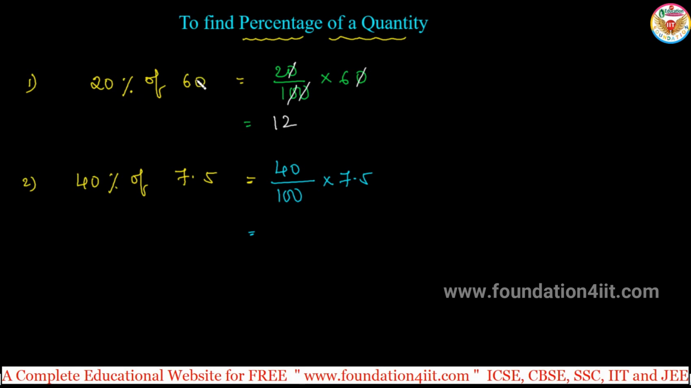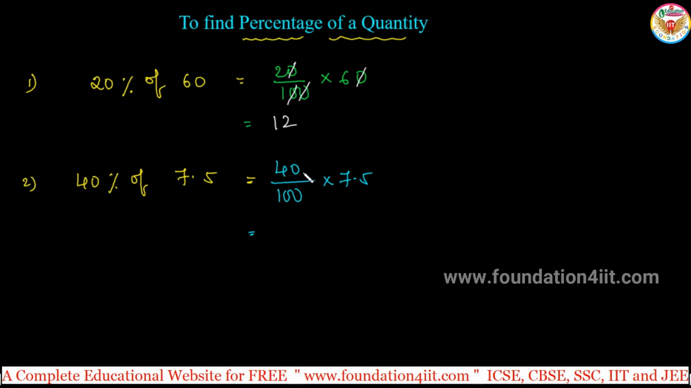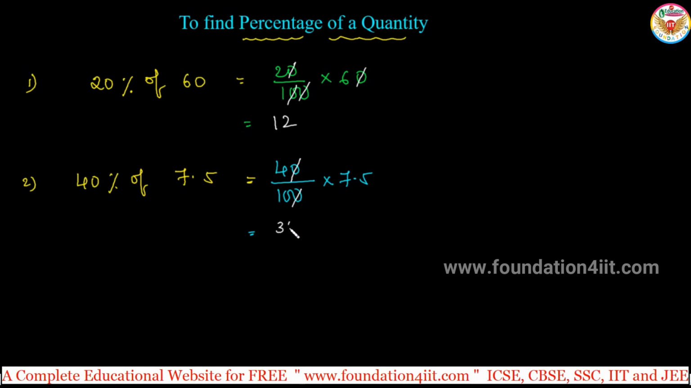In 60, 20 percentage is 12, right? In 7.5, what is the 40 percentage? That means the answer should be less than 7.5 only. 40 percentage of 7.5. Now 0 0 cancel, you can simplify more. 4 into 7.5 and 30 by 10, that is 3. Okay, so 3 is the 40% of 7.5.